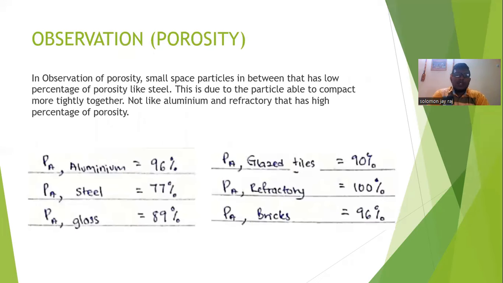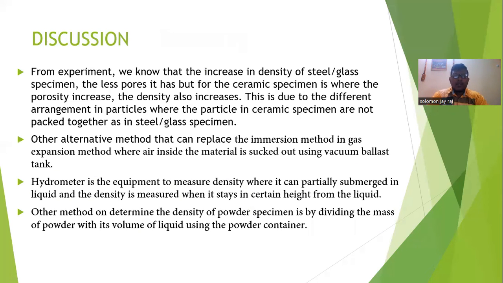Next will be the observation for porosity, where the specimen with the lowest percentage of porosity is steel. This is due to the particles being compacted tightly together, but the aluminium and refractory specimens have a high percentage of porosity due to more gaps between the particles. Next will be the discussion of our project.